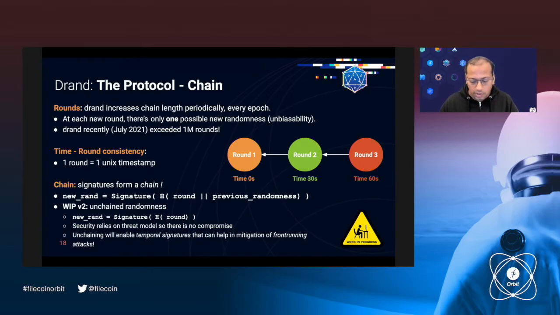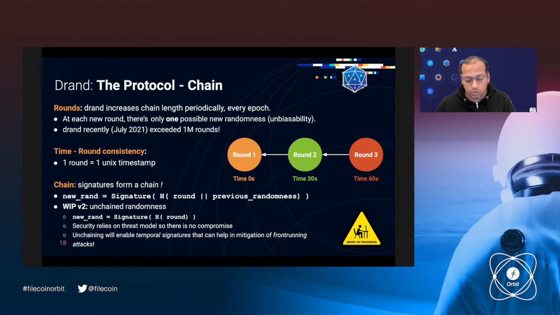Now, a future direction we are working on is to break this chain, so to speak, so as not to have this dependency on past values, because there is no real impact on security. Security is entirely reliant upon the threat model. This is currently a work in progress, in which we are unchaining the randomness, so not creating a dependency on previous round values.